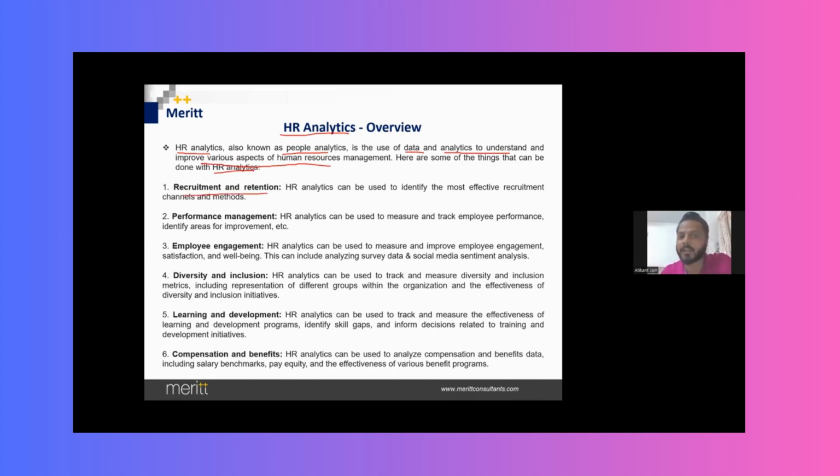First is recruitment and retention, right? We can identify the most effective recruitment channels and methods. Second is performance management. If you want to track the performance of your employees and identify the areas of improvement, you can use this. Then employee engagement. You can conduct a survey, or do social media sentiment analysis to understand and engage with the employees. Then diversity and inclusion. Then the fifth point is learning and development, L&D. And finally, compensation and benefits.